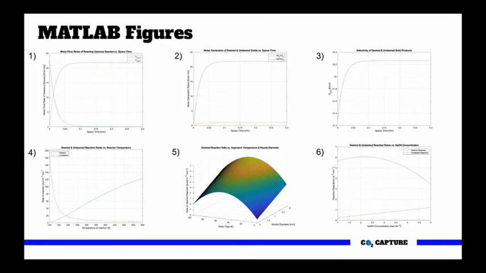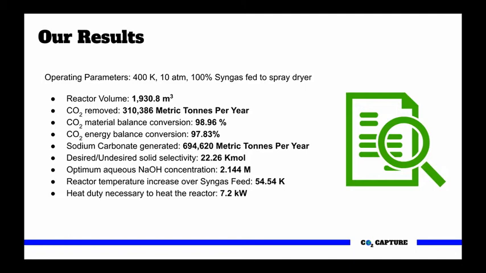The plot shows that a peak value was found, and any further increases in concentration only benefit the side reaction over the desired reaction. With the operating parameters of 400 Kelvin for a syngas feed, 10 ATM, and 100% of the syngas feed run through the reactor, a final reactor volume of 1,930.8 cubic meters was found to be optimum. 310,386 metric tons per year of carbon dioxide is projected to be consumed, correlating to a conversion of 98.96%.